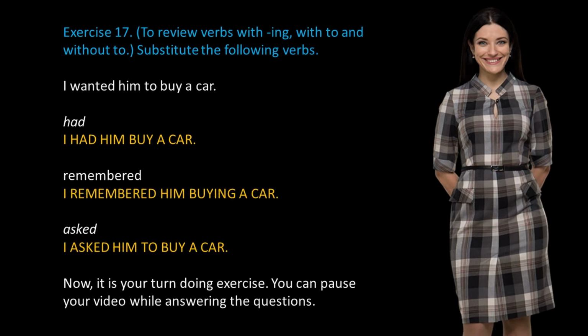Exercise 17. To review verbs with ing, with to, and without to, substitute the following verbs. Examples: I wanted him to buy a car. Had. I had him buy a car. Remembered. I remembered him buying a car. Asked. I asked him to buy a car. Now, it is your turn, doing exercise. You can pause your video while answering the questions.